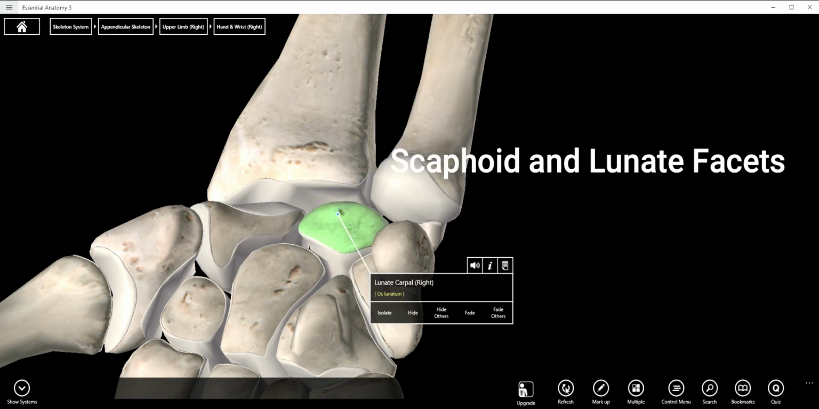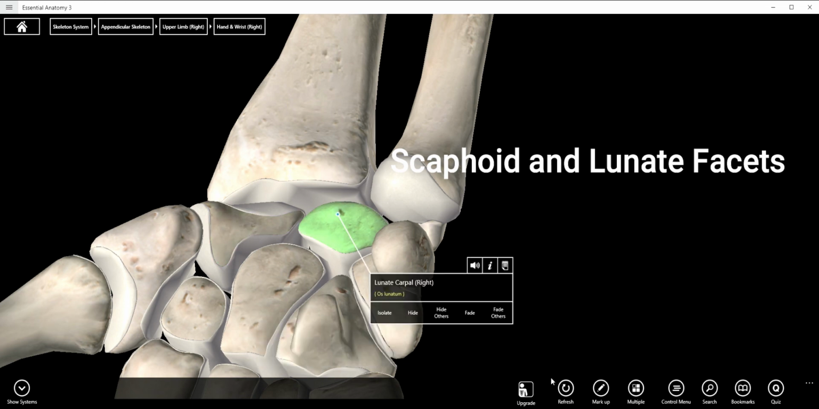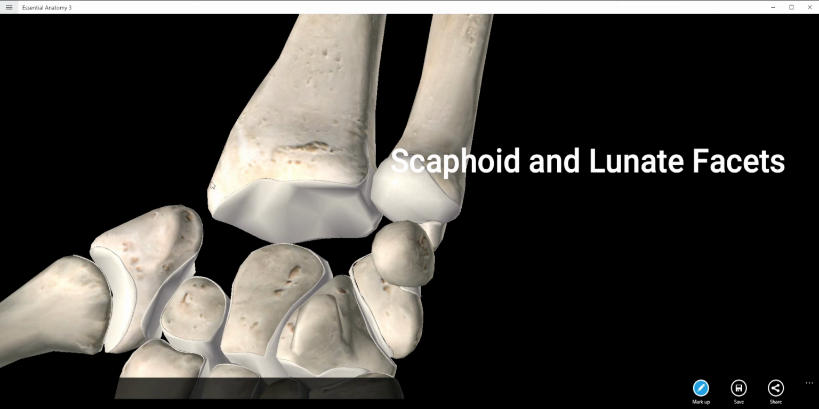So scaphoid facet, lunate facet. Now let's bring everything back in. There you go. You can see the scaphoid and the lunate. And where they articulate on the radius, we call it the scaphoid facet and the lunate facet. The scaphoid is more lateral, so it's going to be next to the styloid process. So scaphoid starts with an S, styloid starts with an S, that might be helpful. And then lunate, again, is more medial. It's next to the ulna, which has an L in it. So there you go, ulna, lunate, styloid, scaphoid.